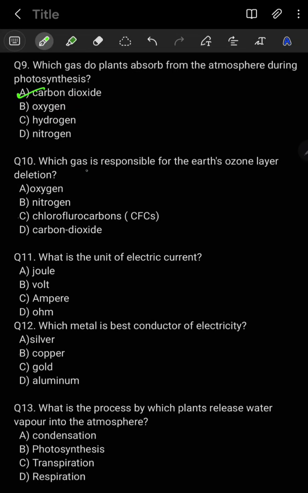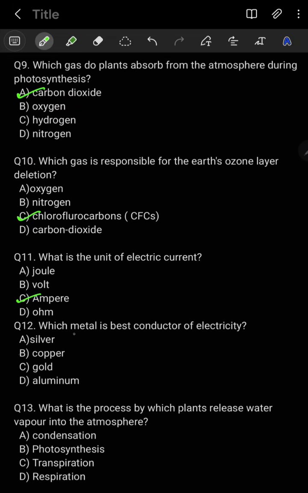Question number 10. Which gas is responsible for the earth's ozone layer depletion? Option C is the correct option, chlorofluorocarbons. Question number 11. What is the unit of electric current? That is the ampere. So option C is the correct option here.